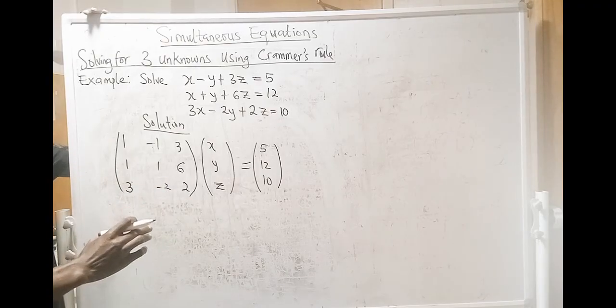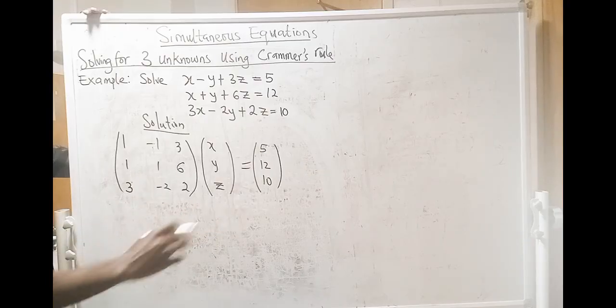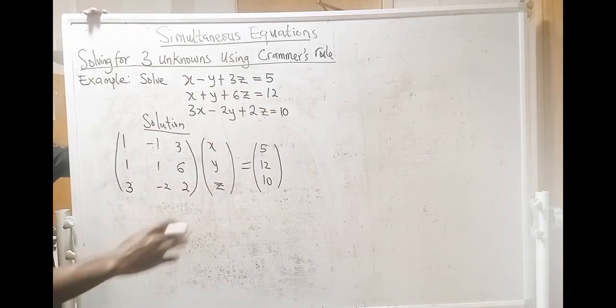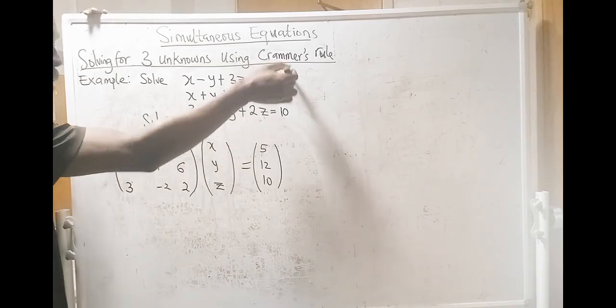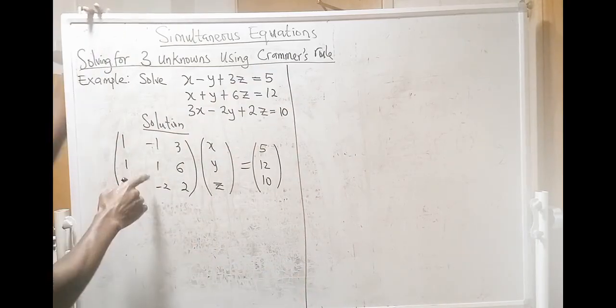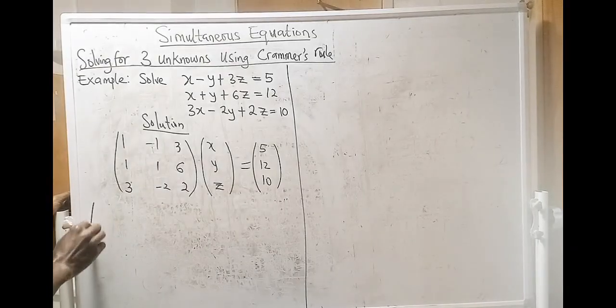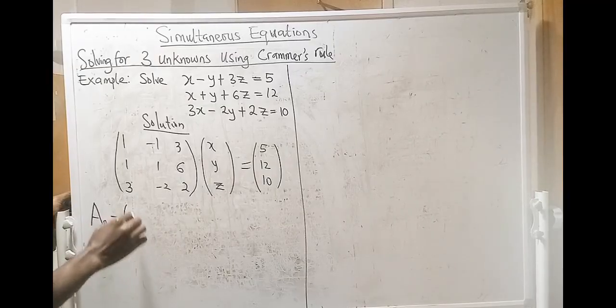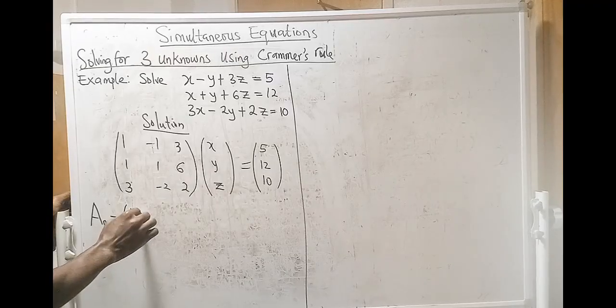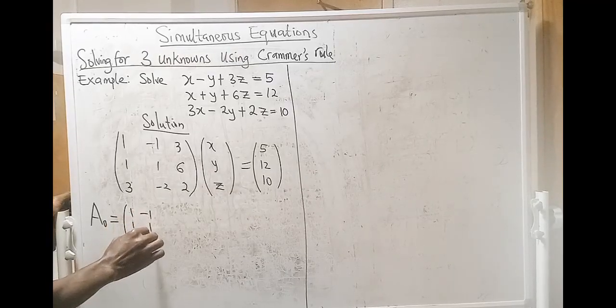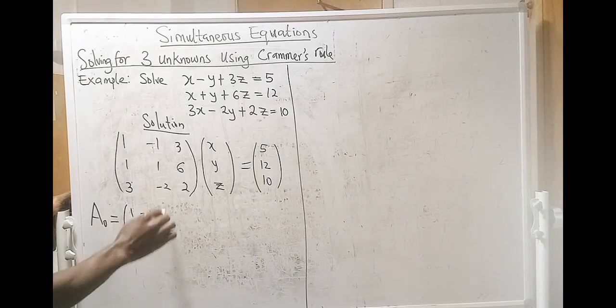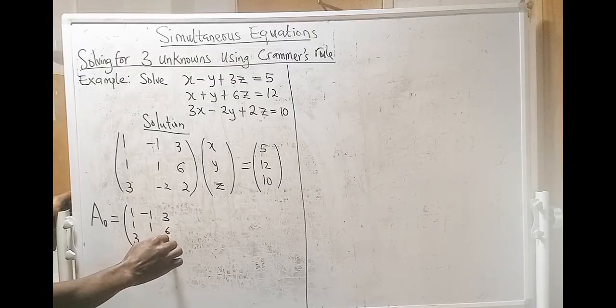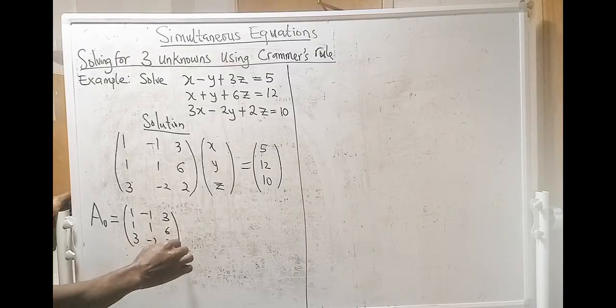But before we do that, I'm going to write 4 matrices that we are going to look for their determinants. So the first matrix is this matrix here. I'll call it A0, which will be 1, 1, 3, -1, 1, -2, and then 3, 6, 2.